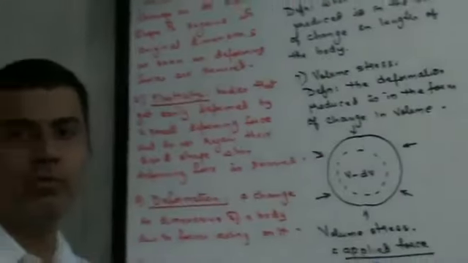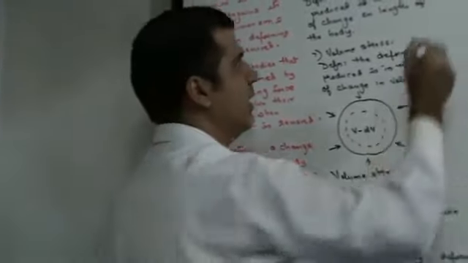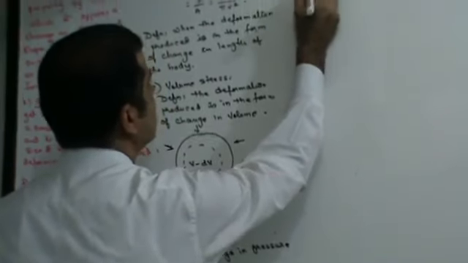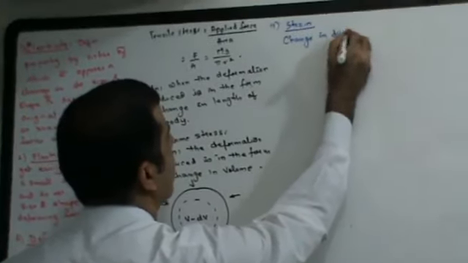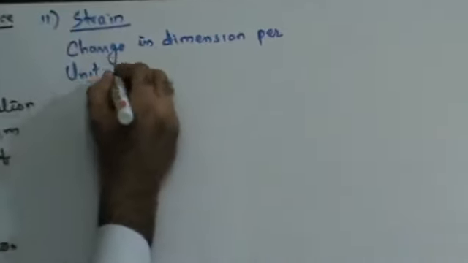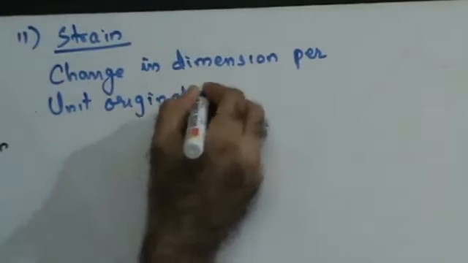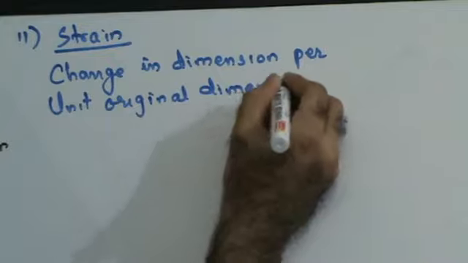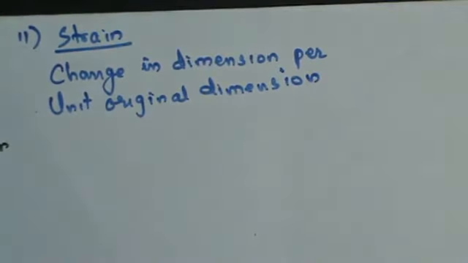Next, once we know what is stress, let's move on ahead and find out what is strain. Right? What do we understand by strain? Strain is nothing but the change in dimension per unit original dimension. Strain is defined as the change in dimension per unit original dimension.